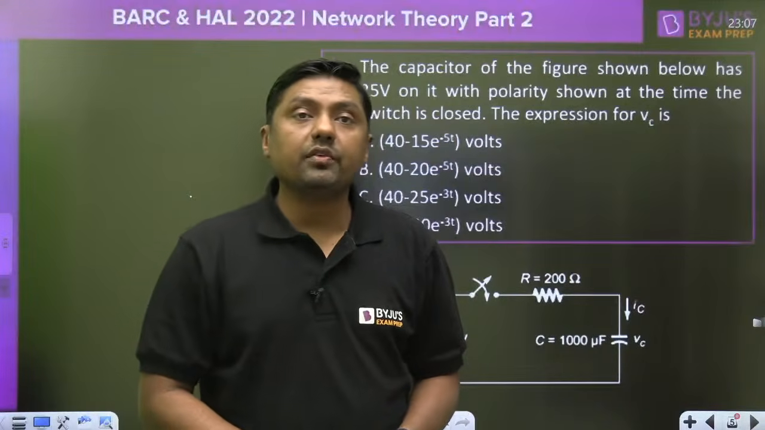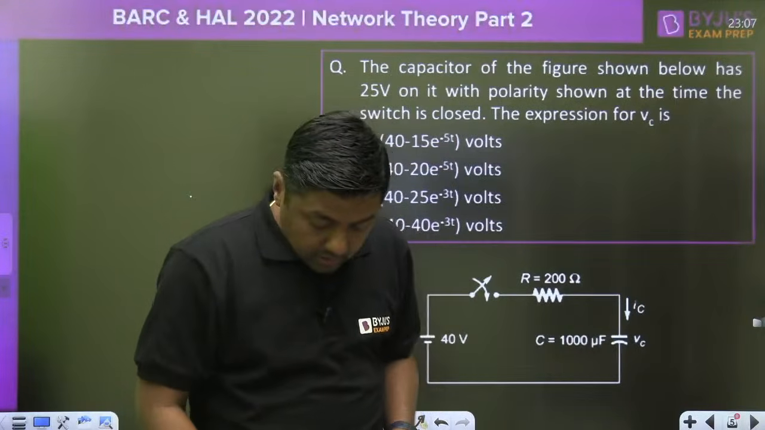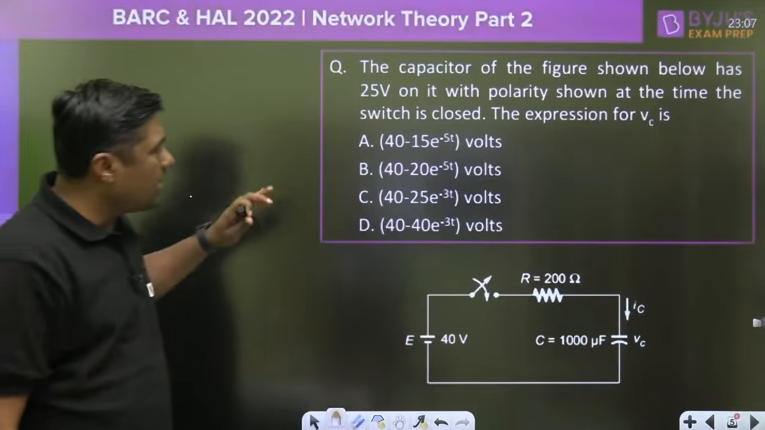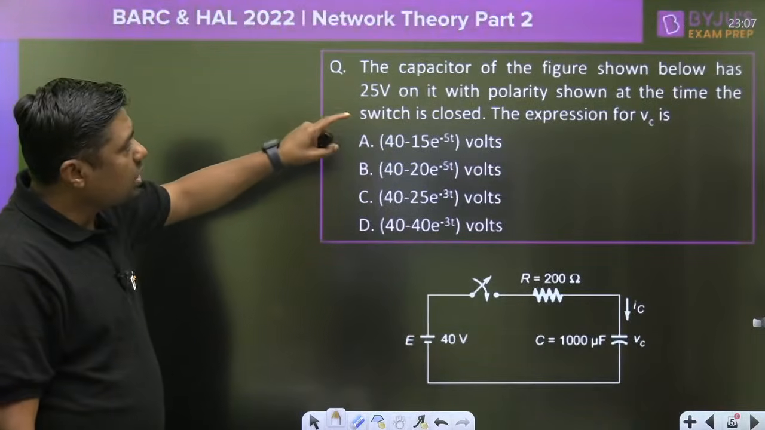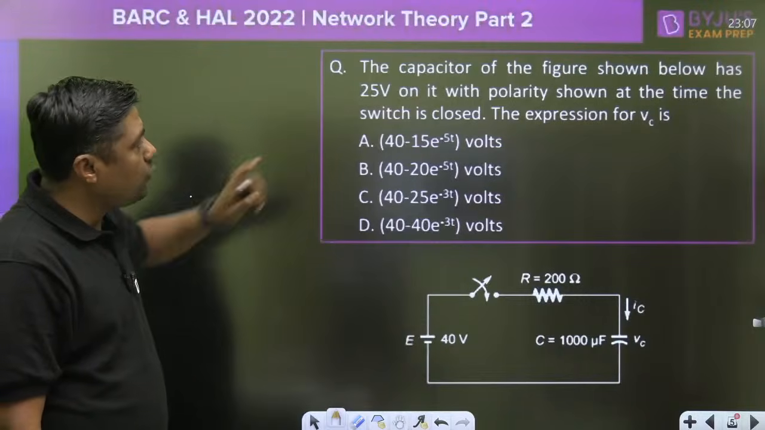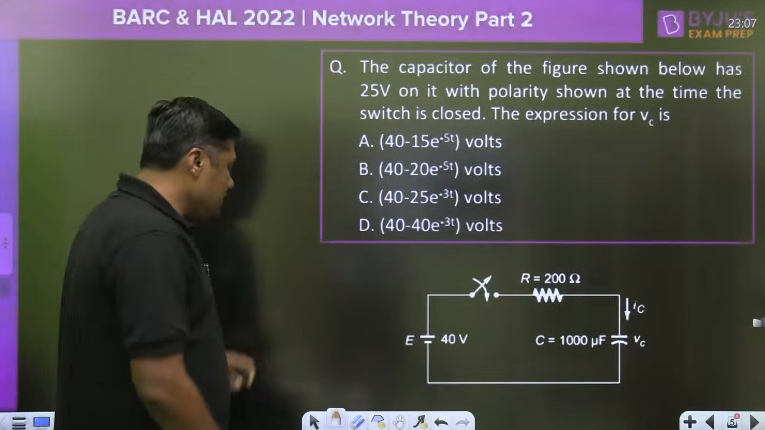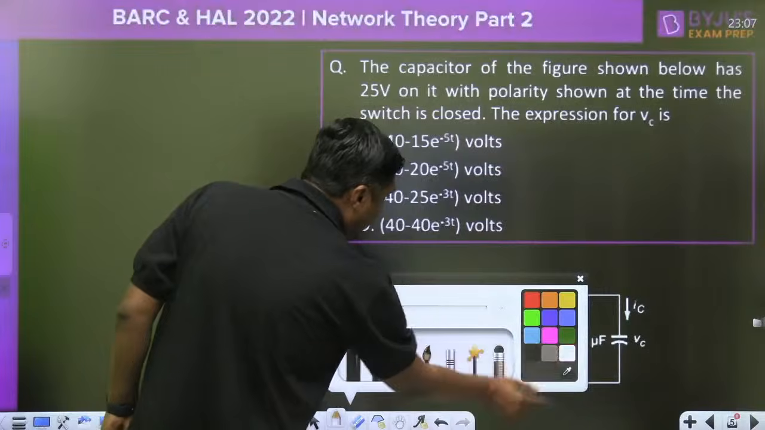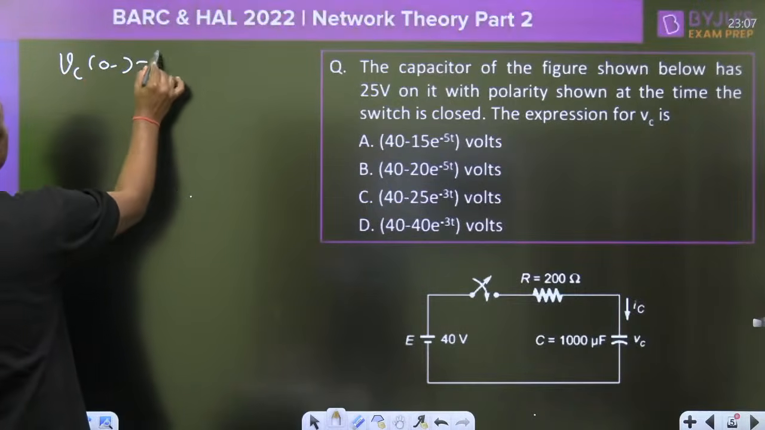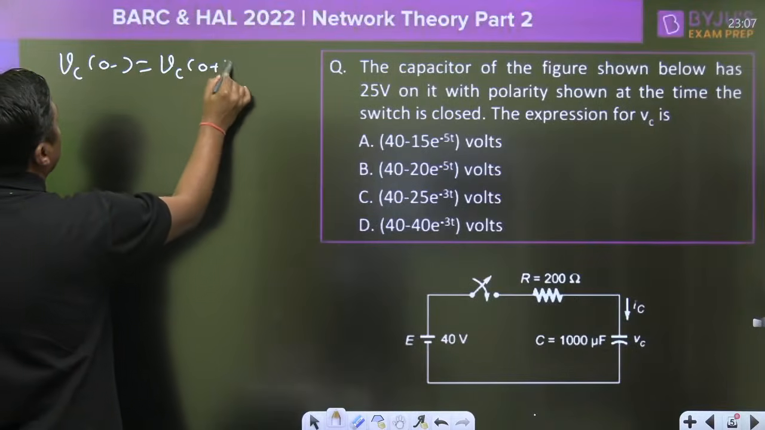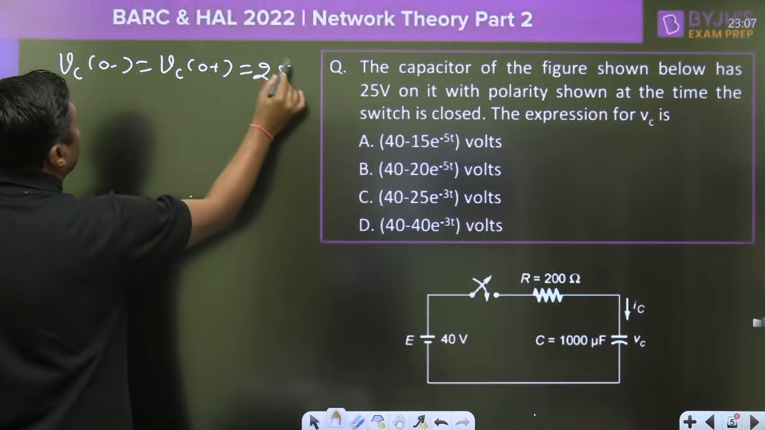Asutosh Samal is giving the answer A. Now this is a simple RC circuit. First of all, always remember the capacitor of the figure shown below has 25 volt on it. Always remember the capacitor does not allow sudden change of voltage. What is the meaning? VC(0-) is equal to VC(0+), which is 25 volt.